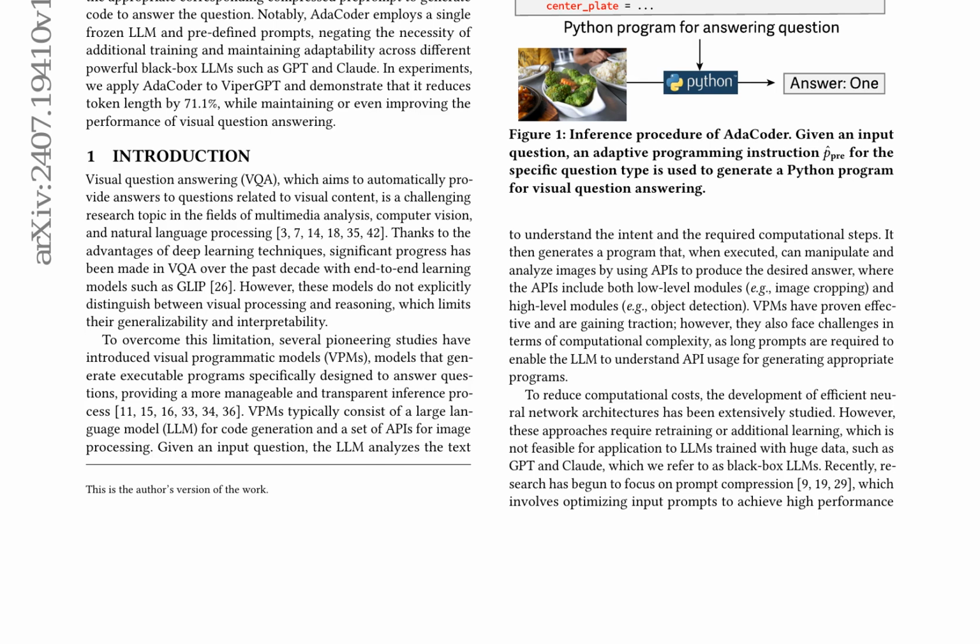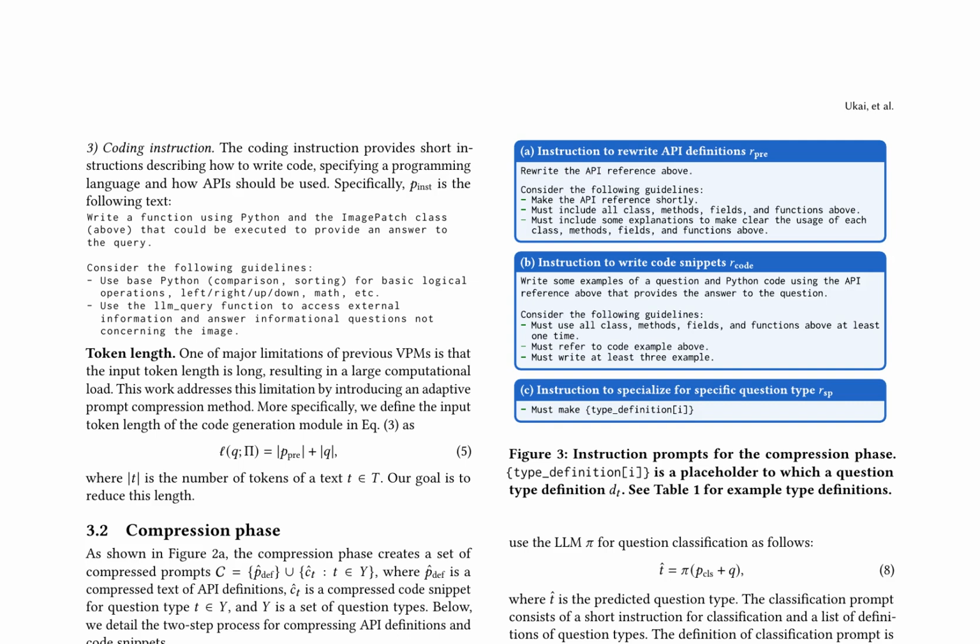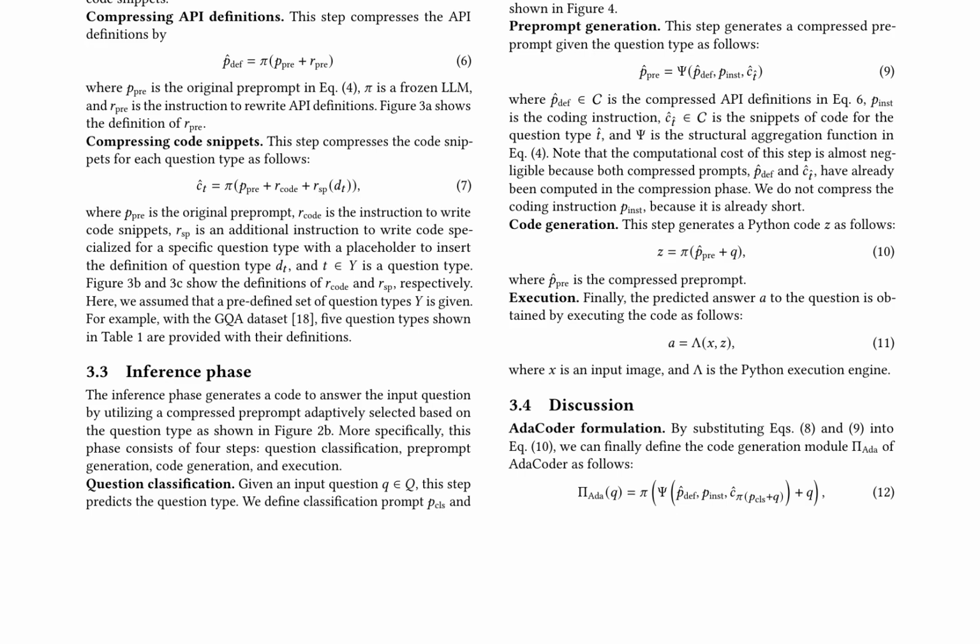The inference phase adaptively selects a compressed prompt, classifies the question type, and generates a Python program to answer the input question. AdaCoder addresses the limitation of VPMs by reducing the input token length and computational load, while maintaining or improving question answering performance. The framework employs a single frozen LLM and predefined prompts, negating the necessity of additional training. It outperforms state-of-the-art models like ViperGPT and LLM Lingua in evaluations.